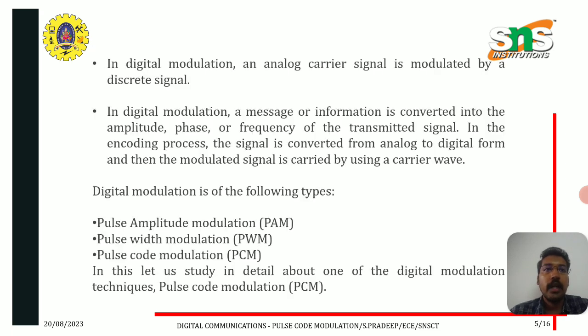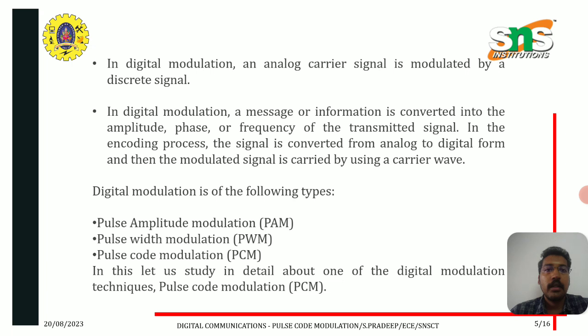In digital modulation, an analog carrier signal is modulated by a discrete signal. In digital modulation, a message or information is converted into the amplitude, phase, or frequency of the transmitted signal. In the encoding process, the signal is converted from analog to digital form, and then the modulated signal is carried by using a carrier wave. Digital modulation is of the following types: pulse amplitude modulation, pulse width modulation, pulse code modulation.